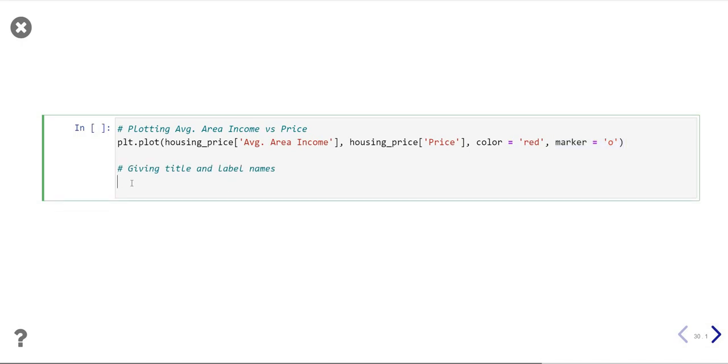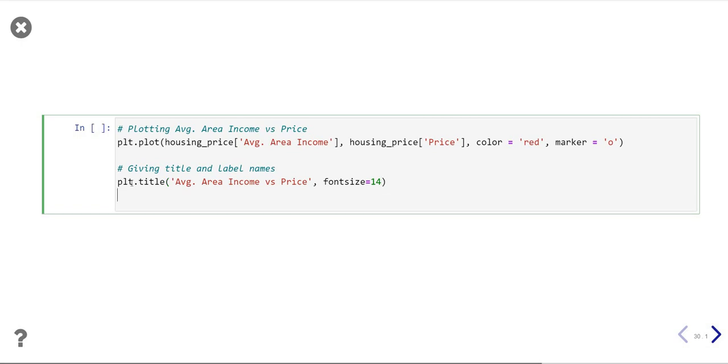Then let's try to give the title and label names. Do you remember how we give the title? Plot, and of course title. This one we're going to name as average area income versus price. And you also have the option of setting the font size for the title. So let's say 14. Later on, when you visualize, you can see if it's big or small. You can play around with the font size.